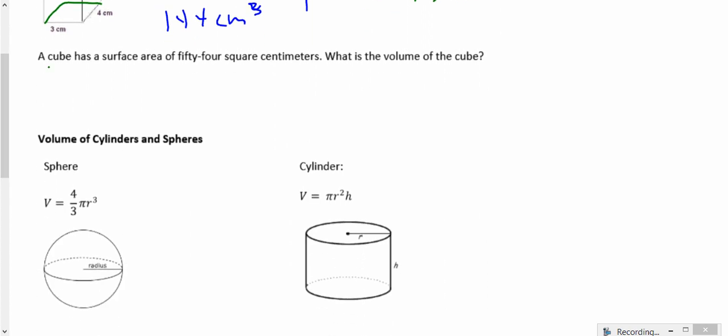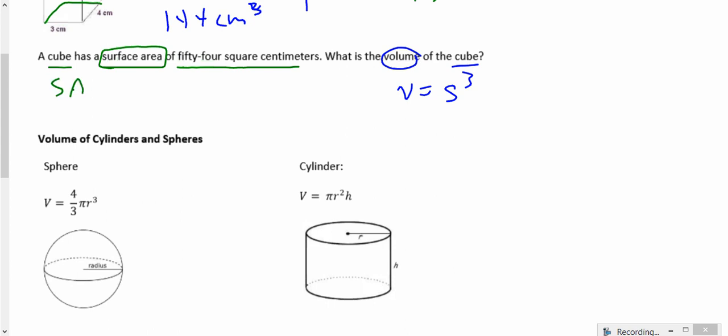Here we have a cube with a surface area of 54 square centimeters. They want to know the volume of the cube. Well, we know the volume of the cube is S cubed. So we're going to have to create some information here by working backwards. If you remember, the formula for the surface area of a cube was 6S squared. So if we work backwards here, we know the surface area is 54, and we are looking for S, so we can use it in our volume formula.